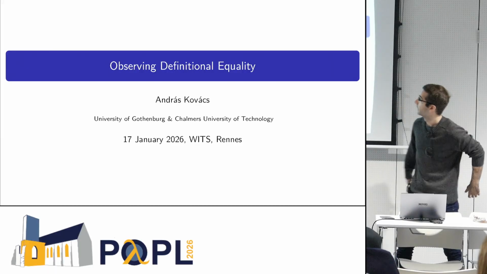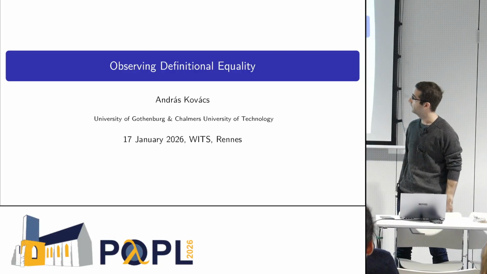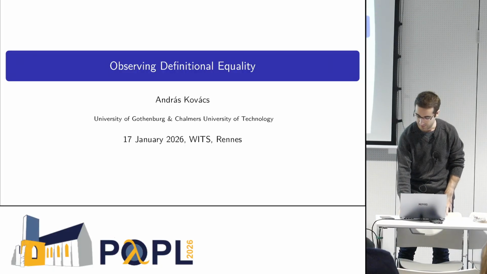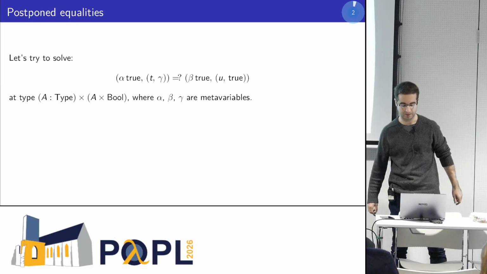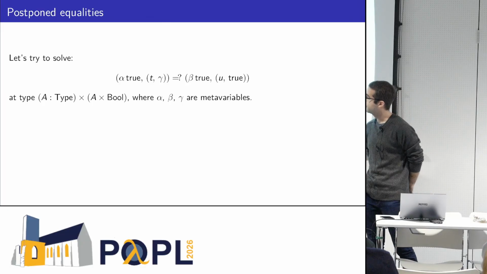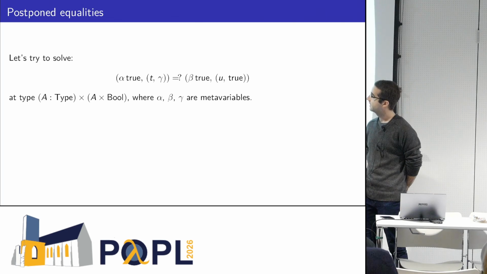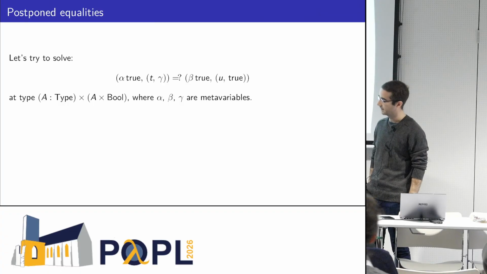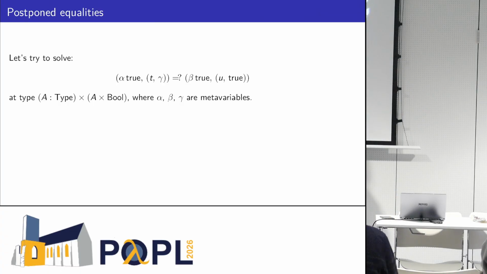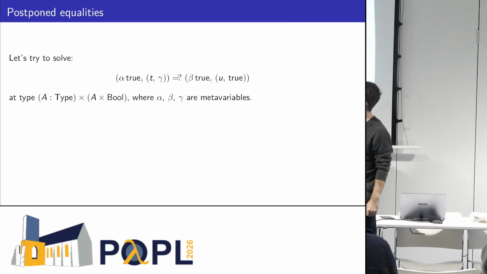Okay, let's start. Hello, I'm András, and I would like to talk about observing definitional equality. Let's start with a unification problem. Let's try to solve this equation. We have something with a sigma type on the left side and the same sigma type on the right side. You have a type, and then a pair as the second field. We also have three meta variables, alpha, beta, and gamma.